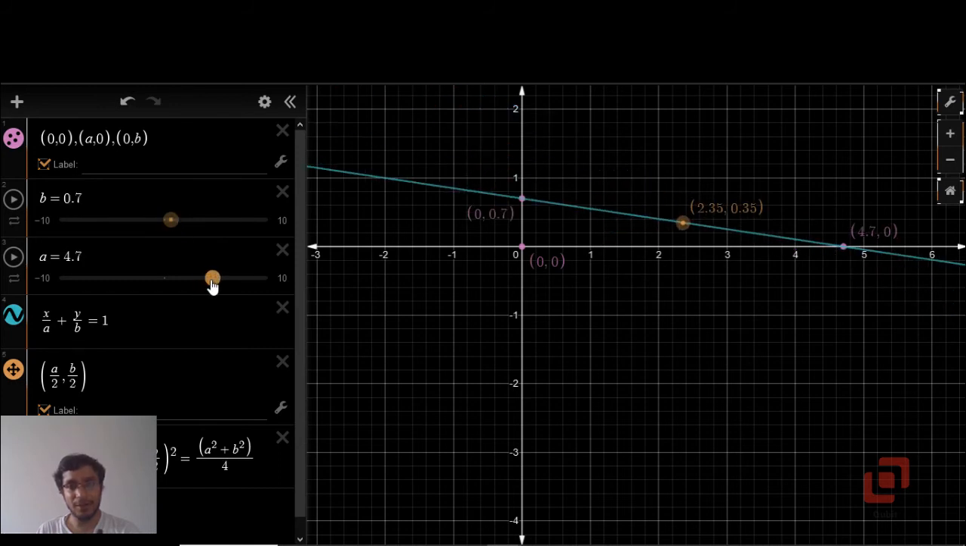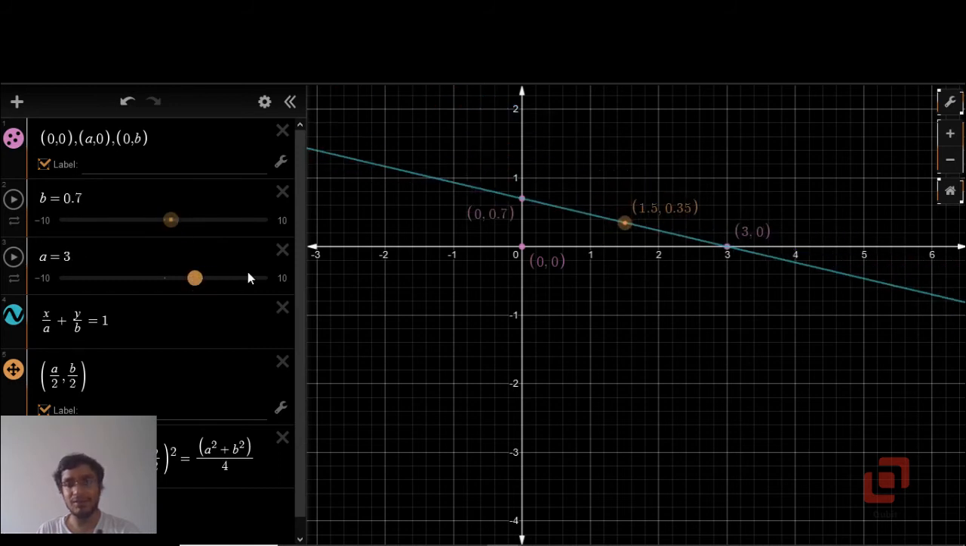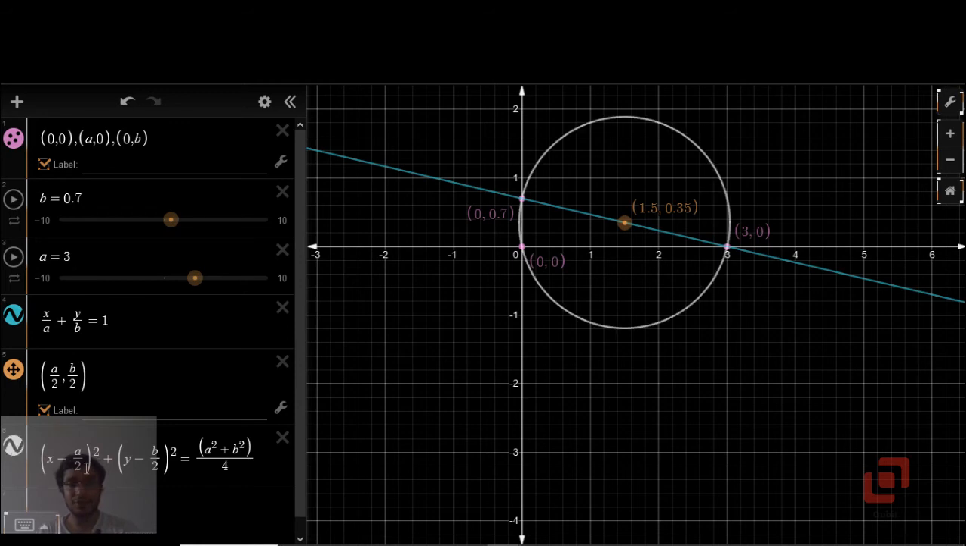Okay, but it will move in such a way that it always remains as the midpoint of the segment joining the points where the line meets the coordinate axis. And then at last the circle. The equation of this circle, which you can now see in the white color, is what we derived: (x - a/2)^2 + (y - b/2)^2 = (a^2 + b^2)/4. So now you can see that the circle always passes through 3 points.